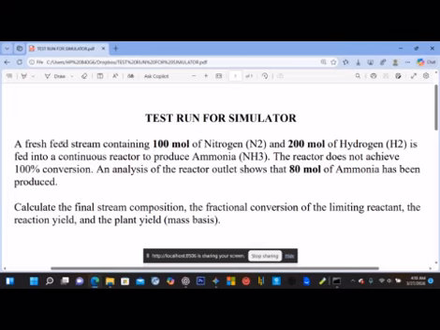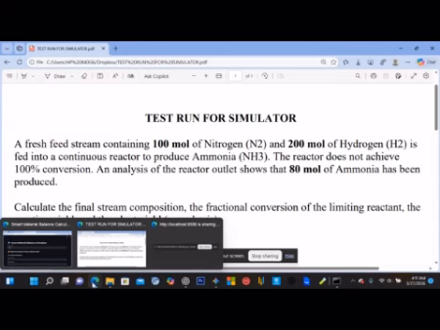A fresh feed stream containing 100 moles of nitrogen and 200 moles of hydrogen is fed into a continuous reactor to produce ammonia. The reactor does not achieve 100% conversion. An analysis of the reactor outlet shows that 80 moles of ammonia has been produced. So you are calculating the final stream composition, the fractional conversion of the limiting reactant, the reaction yield, and also the plant yield.